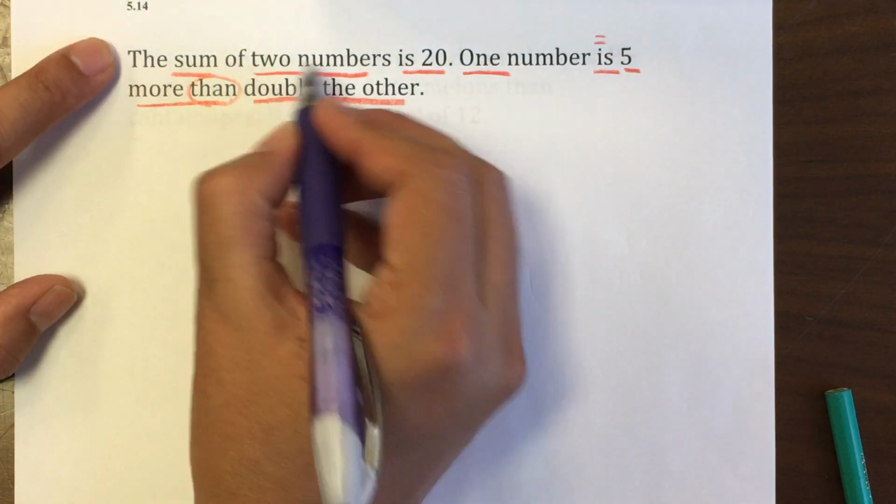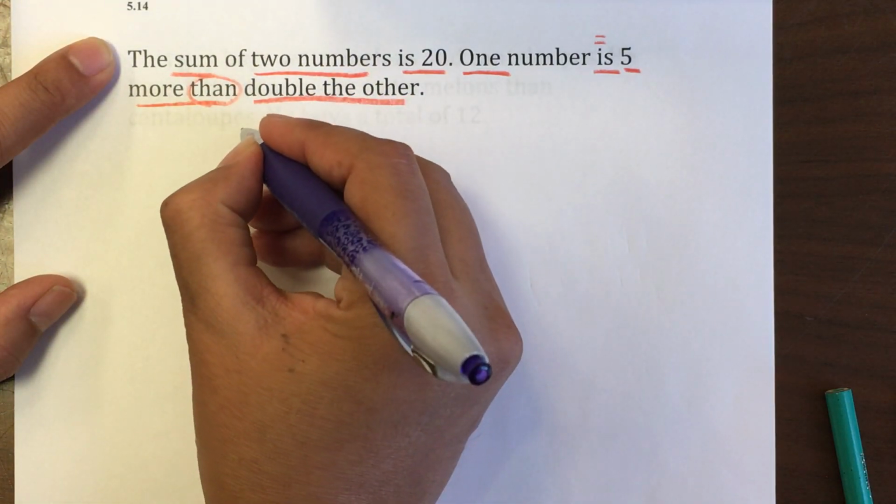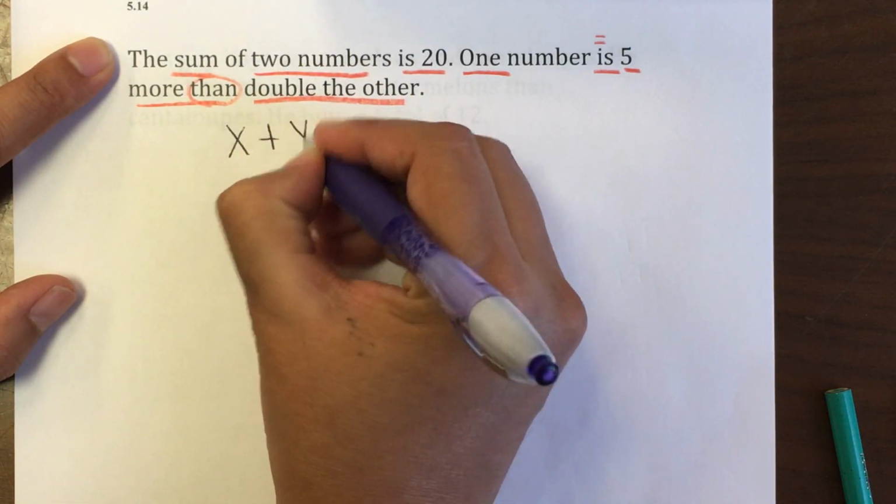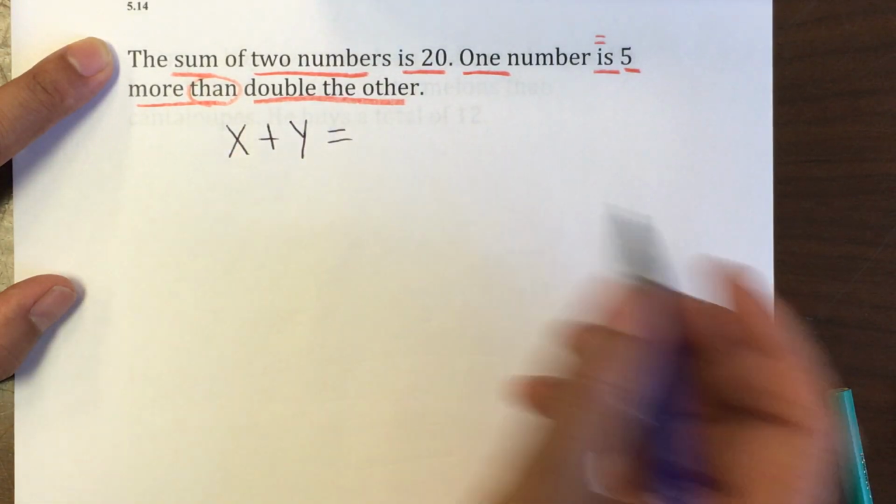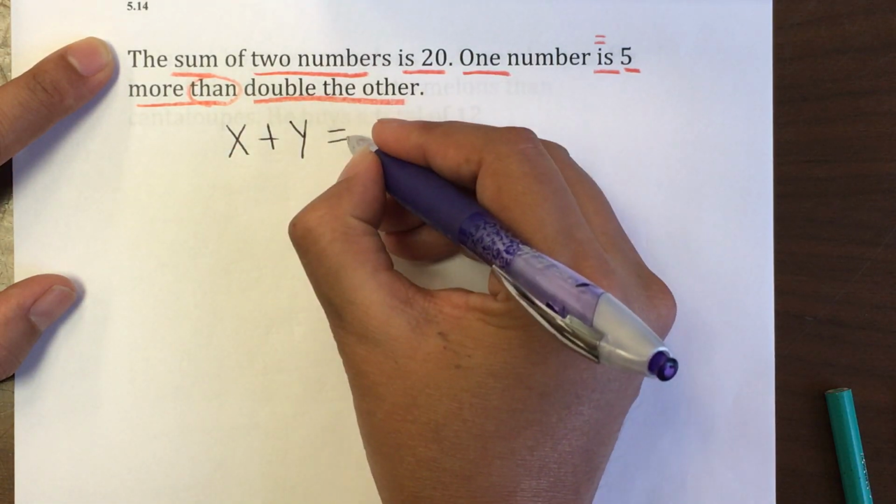Okay, so for the first one, it's very simple. It says that the sum of the two numbers, so I just put the two numbers together in an addition, is 20.